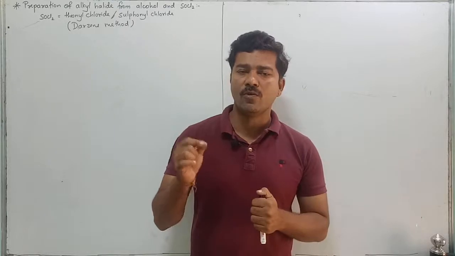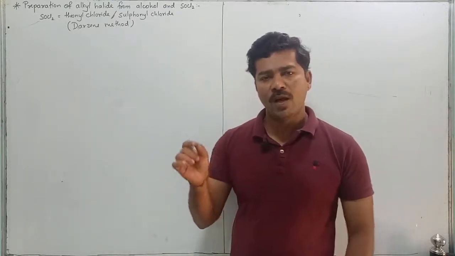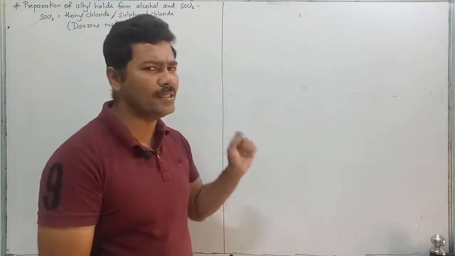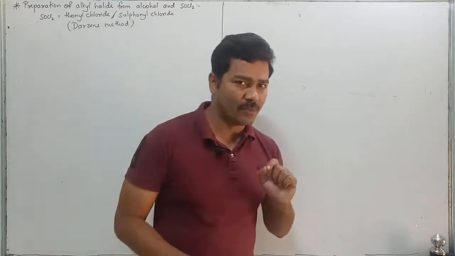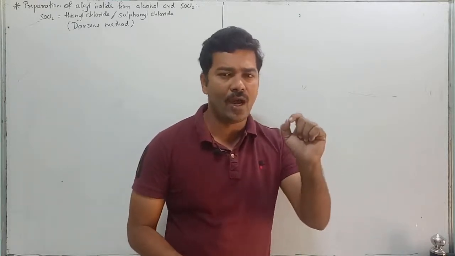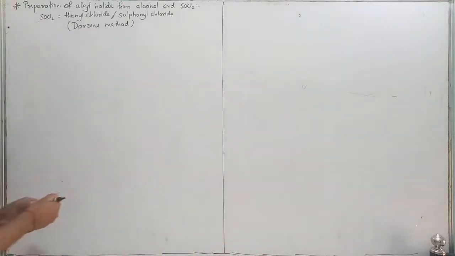In this video we are going to study the preparation of alkyl halide from alcohol and thionyl chloride, that is sulphonyl chloride, by Darzens method with its mechanism. Okay, now without wasting any time, let us go towards the reaction and how the reaction mechanism takes place. Now what is the reaction?